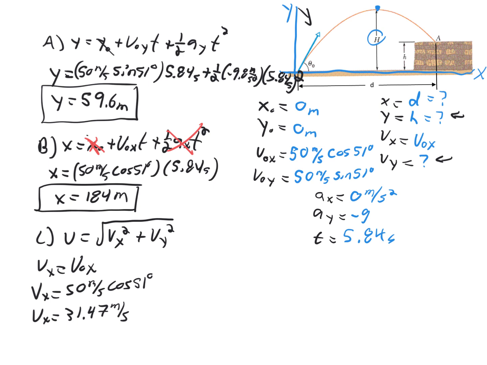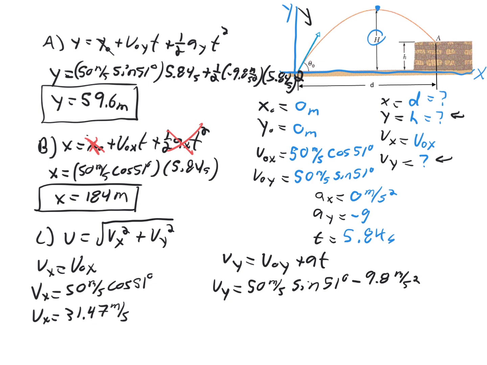Vy, however, we need to solve for because we don't know the final velocity, but since we know the initial velocity, acceleration, and time, our very first kinematic equation seems like a good way to go since we know all variables in it other than V final. So Vy should come out to be equal to 50 meters per second multiplied by the sine of our 51-degree angle plus a negative 9.8 meters per second squared multiplied by our time of 5.84 seconds. So if we do the math, we should get a Vy that's equal to negative 18.43 meters per second.